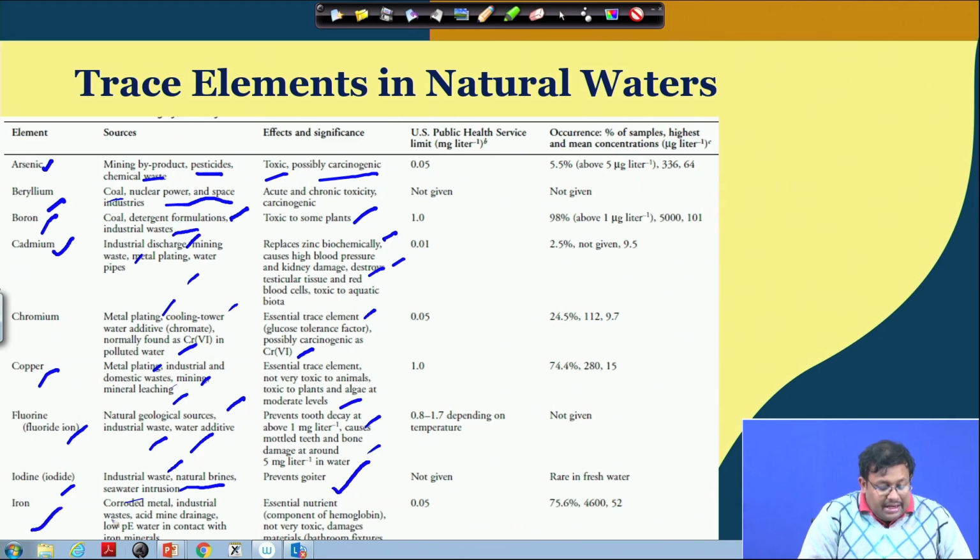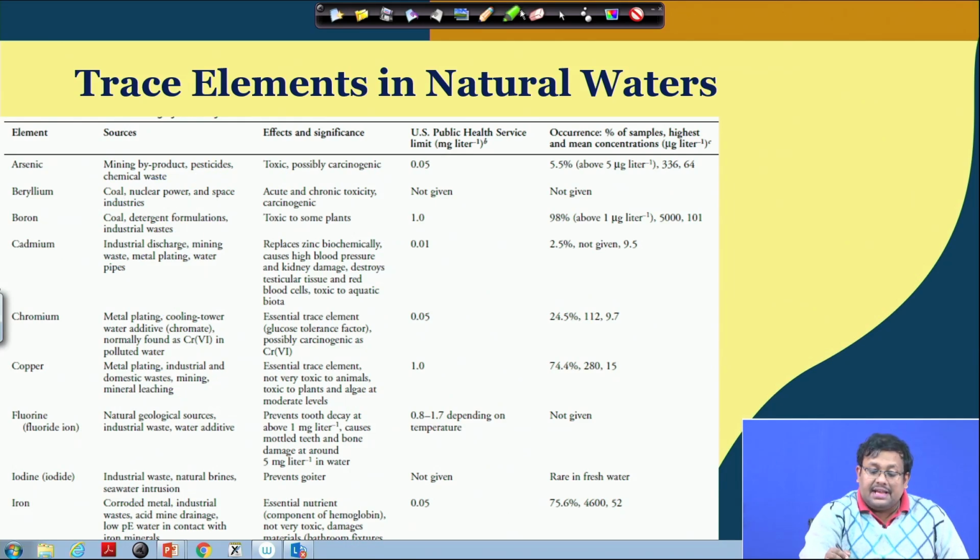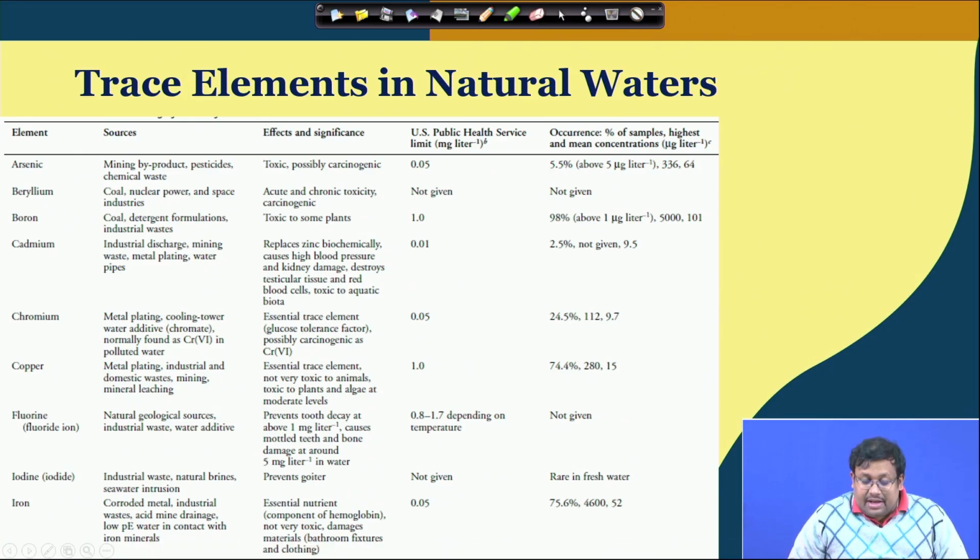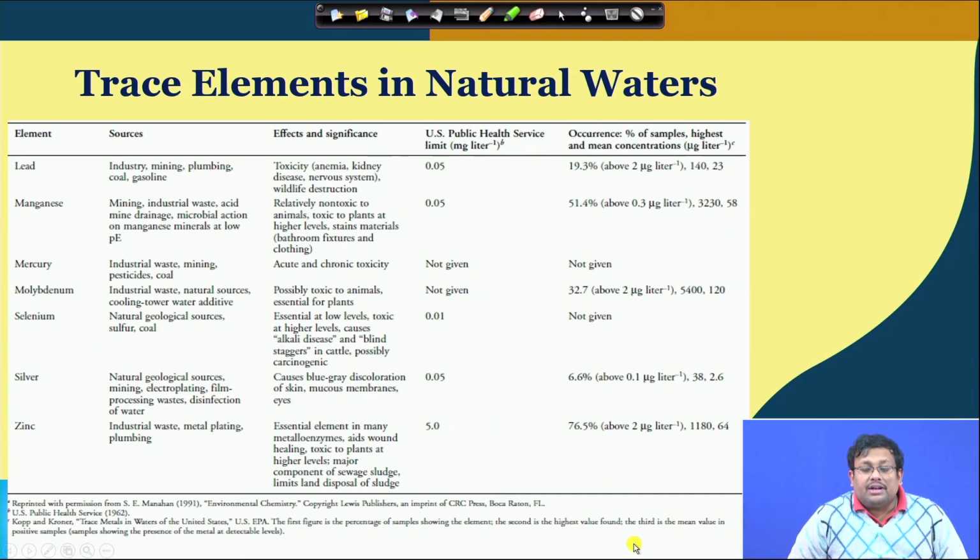And iron is present in corroded metal and industrial wastes. So, obviously, essential nutrients. As you can see, some of the important trace elements have beneficial effects, while some have very deleterious or hazardous impacts. So, depending on their effects or significance, we should be careful about their concentration in the terrestrial as well as the aquatic environment. Let us go ahead and see what the other important trace elements are.